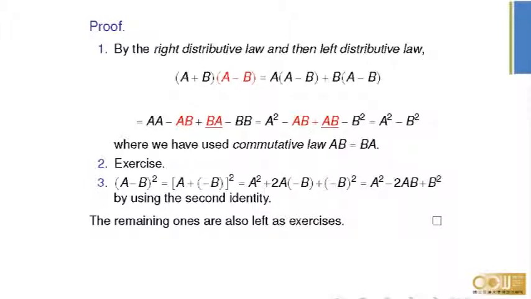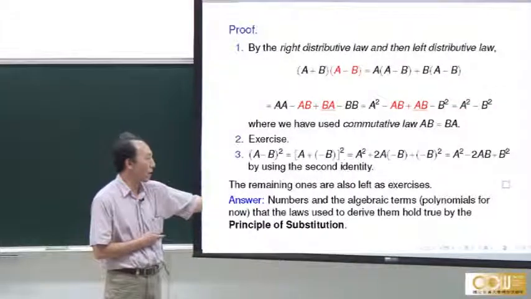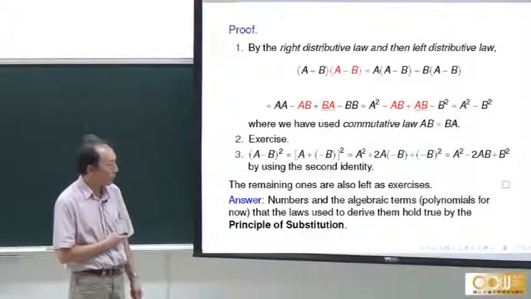The square of the sum, which is a squared plus 2a times negative b plus negative b squared. And this quantity, as you can see, is a perfect square. So with or without negative sign, it will be the same. And about these quantities, I can move the negative sign to the front, and it becomes the end result. And the remaining ones are also left as exercises.